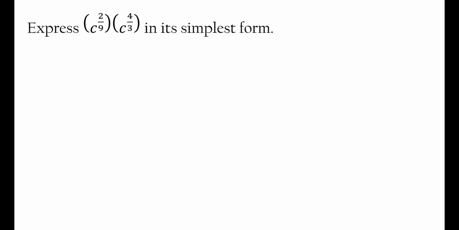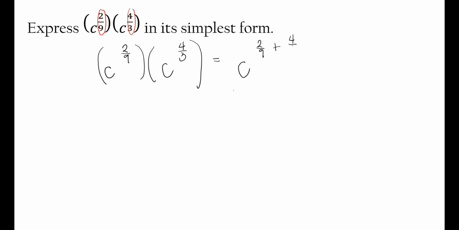Now let us express c raised to 2/9 times c raised to 4/3 in its simplest form. As we may observe, the variable c is raised to a rational number 2/9 and another rational number 4/3. We may use the first law of exponents to simplify this expression. To do that, c raised to 2/9 times c raised to 4/3 will become equal to c raised to 2/9 plus 4/3, following the laws of exponents.